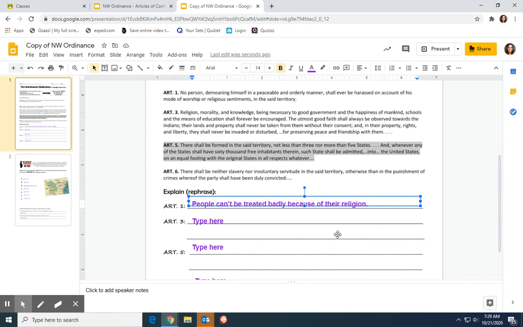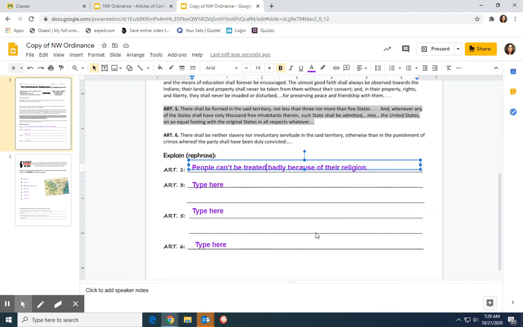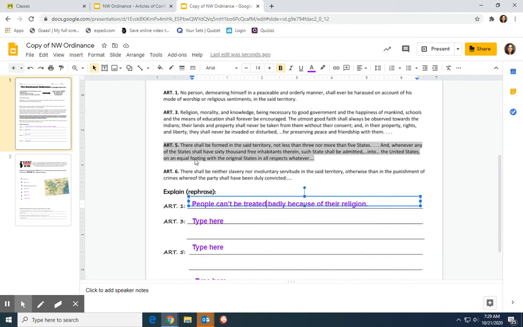and write it in simpler terms. Sometimes, being that you're virtual, you might have to go and Google some of these words so that you understand, because again, some of them are large and we don't talk this way. So our most important one we care about is Article 5, which says, there shall be formed in the said territory not less than 3 nor more than 5 states.